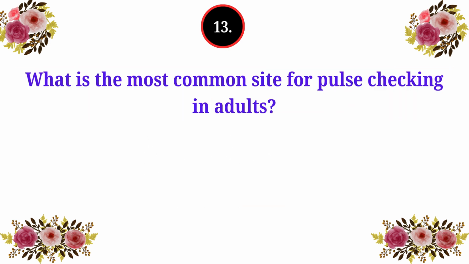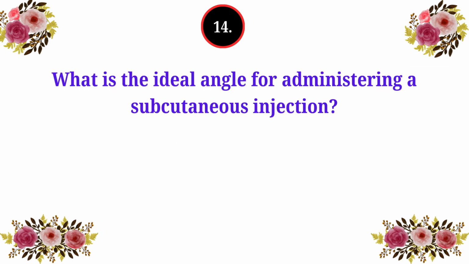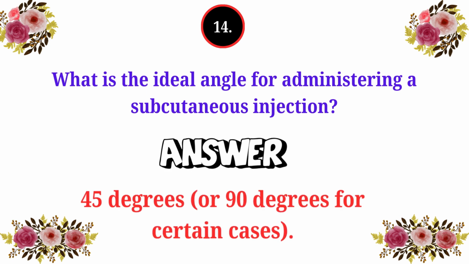13. What is the most common site for pulse checking in adults? Radial artery. 14. What is the ideal angle for administering a subcutaneous injection? 45 degrees or 90 degrees for certain cases.